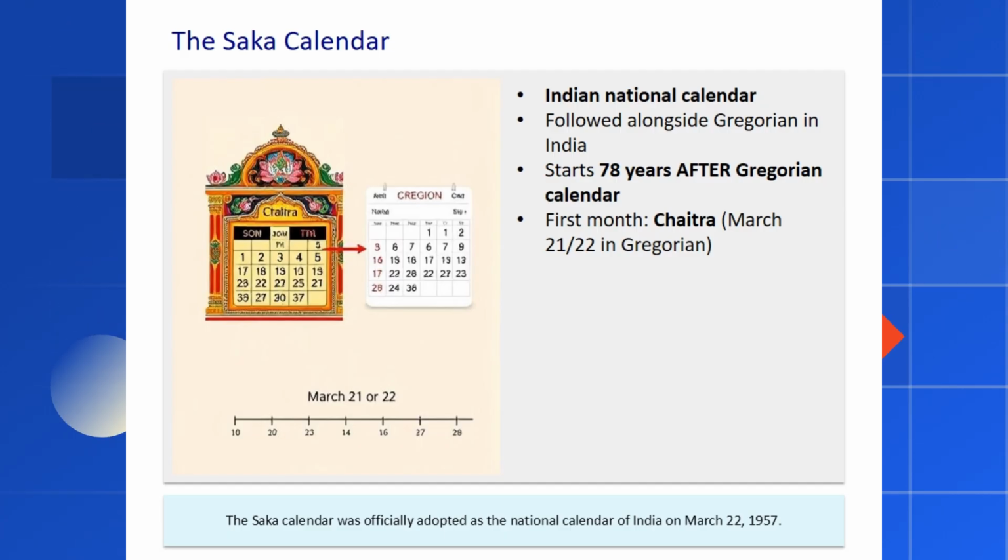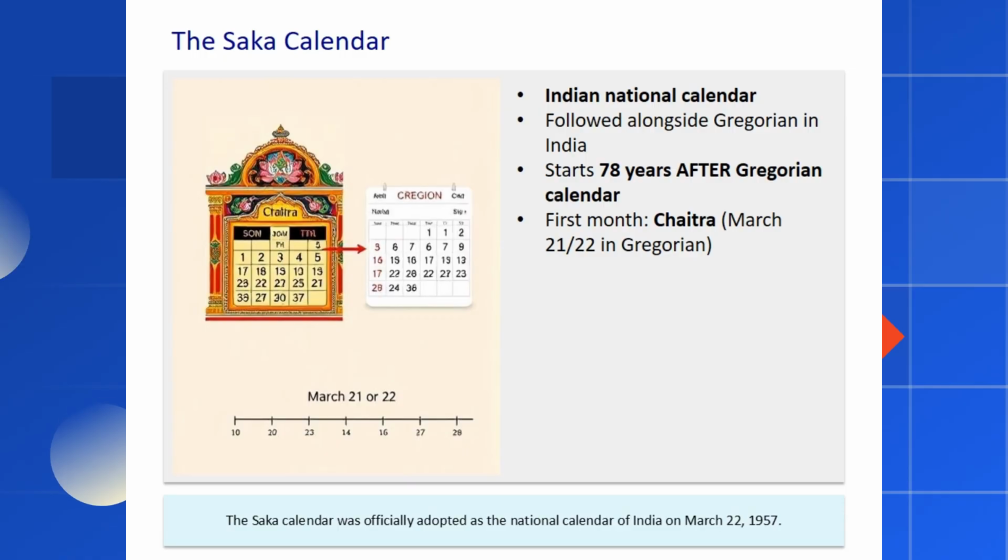Now let's learn about the Saka calendar. This is very important because it's the Indian national calendar. In India, people use both the Saka calendar and the Gregorian calendar. A fascinating thing about the Saka calendar is that it starts 78 years after the Gregorian calendar.